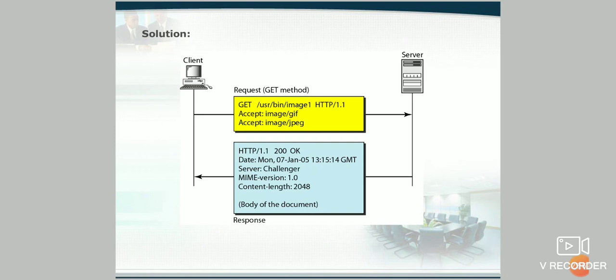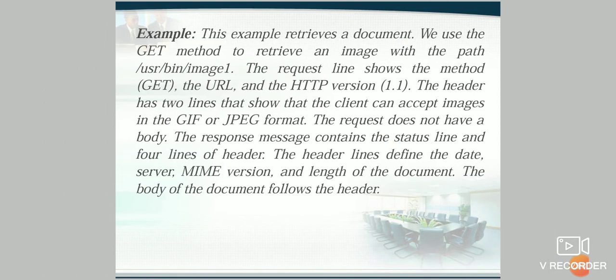In the case of a response message, we have to define the HTTP version, status code, and status phrase. The status code is, if the server accepts the request, then it mentions the code 200, and 200 has the phrase OK. So we defined HTTP version, status code and status phrase. That's why we mentioned HTTP/1.1 200 OK.